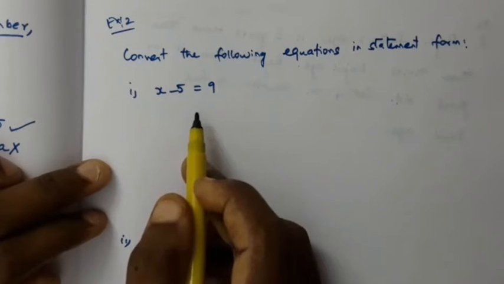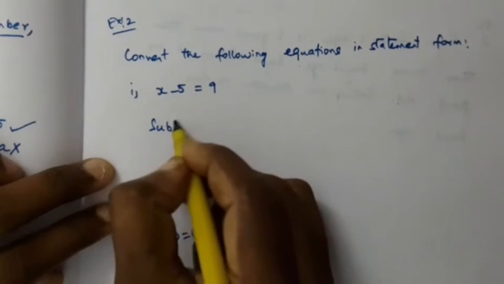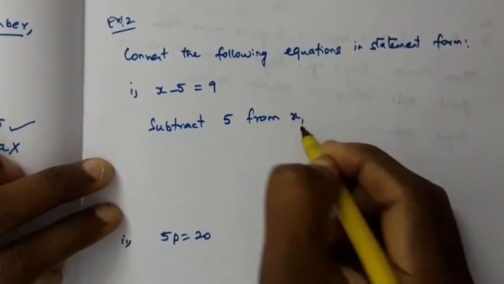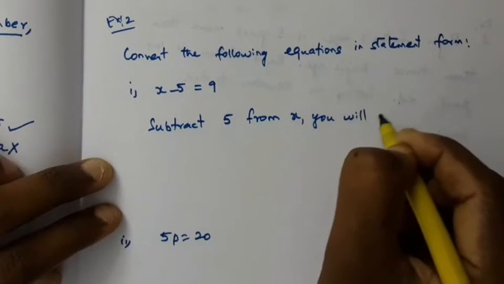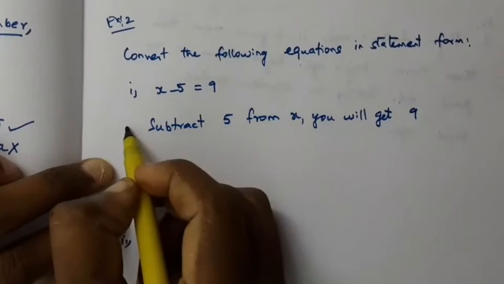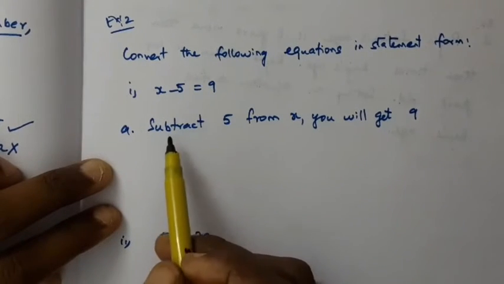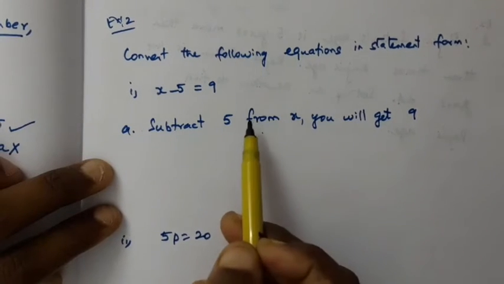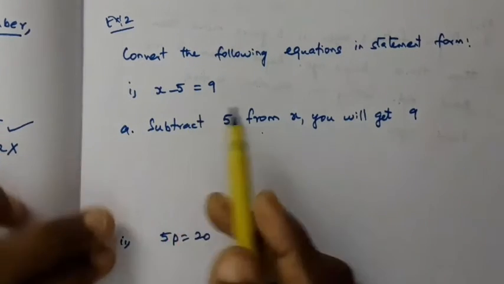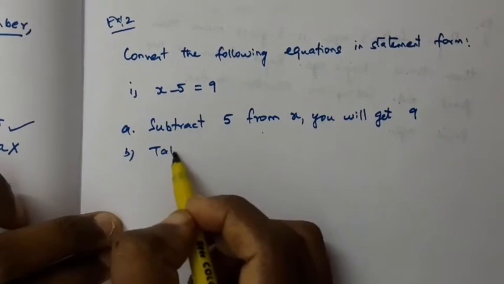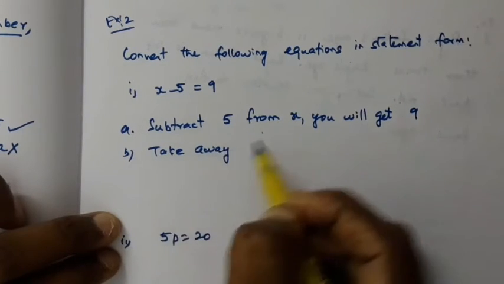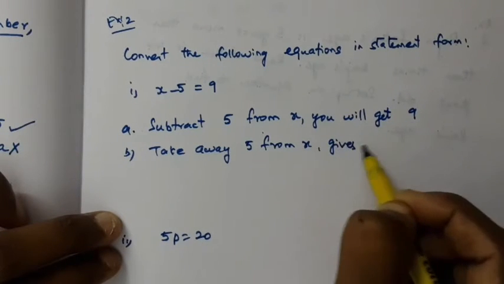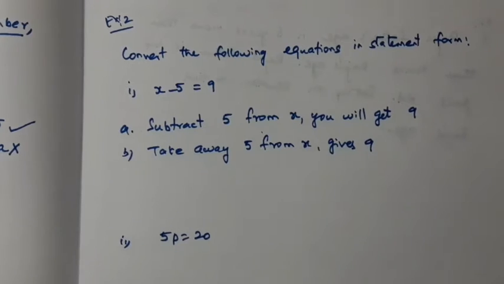The other way is subtract 5 from x, you will get 9. This is one way of writing. What is that? Subtract 5 from x. As I told you, whatever is coming after from should come in the beginning. So this is x minus 5. Then another way is take away 5 from x gives 9. There are two ways of writing this.